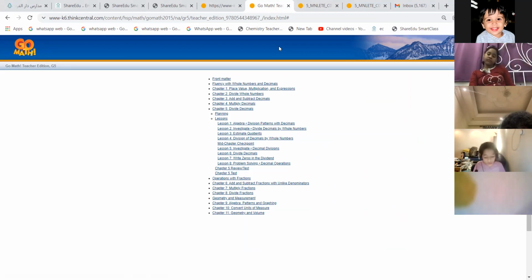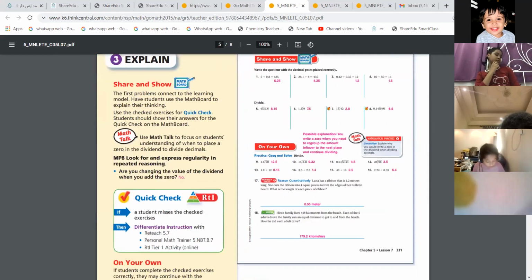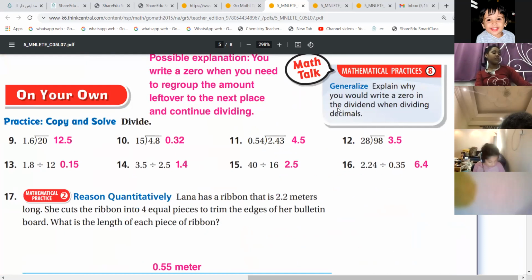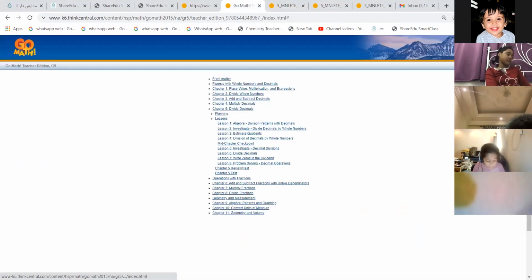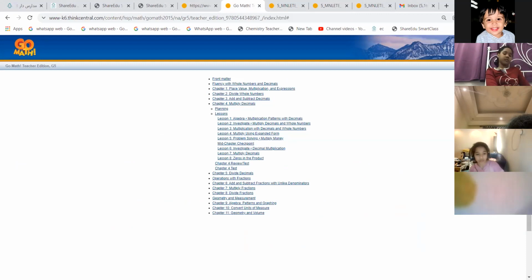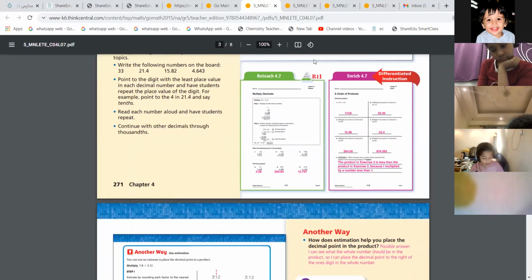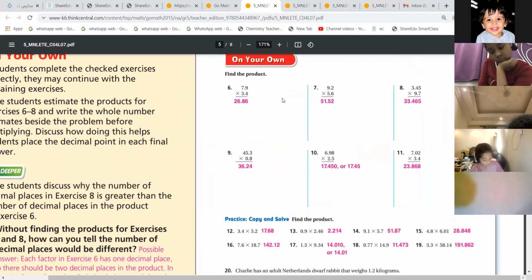Lesson 4.7. This is what I explained you just now. Which question you're talking about? Go to share and show. Go to page 331. Is it the same you're talking about? No, teacher. Then which lesson? It's lesson multiply decimal. My dear, it is simple multiplication. That is 4.7. You mean 4.7? Yeah. I don't understand question number 10 when you wrote 17.50.